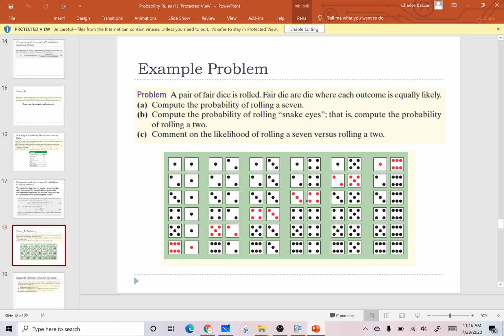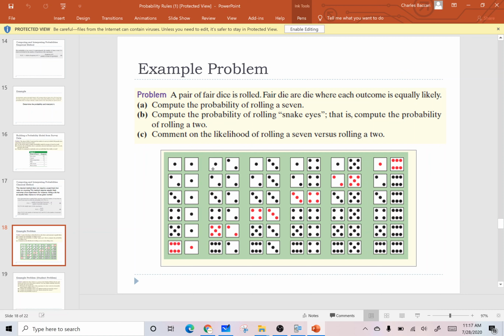Oh, it's just the diagonal. It's the ones in red. There's 1, 2, 3, 4, 5, 6 of them. 6 out of how many different ones? There's 36 different outcomes. So that's a 1 in 6 chance. Compute the probability of rolling snake eyes. That's 2 ones. So that would be the first one. That's 1 out of 36.